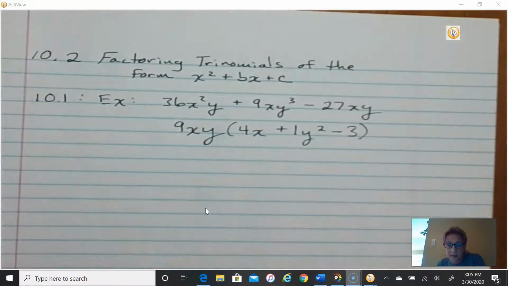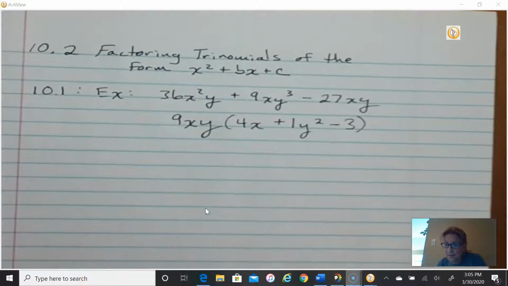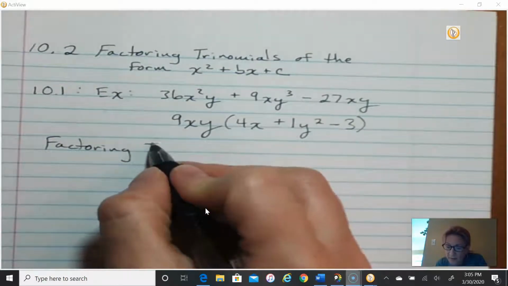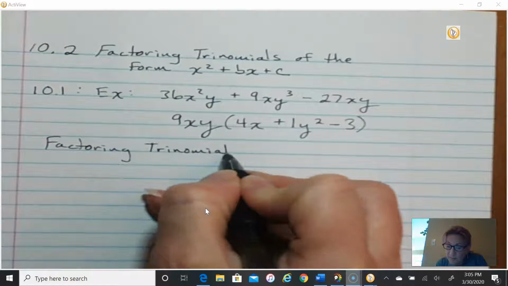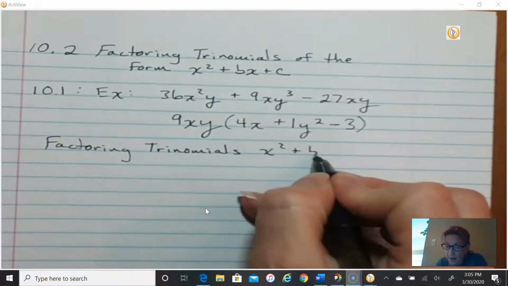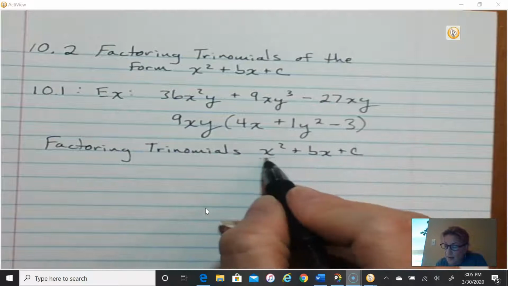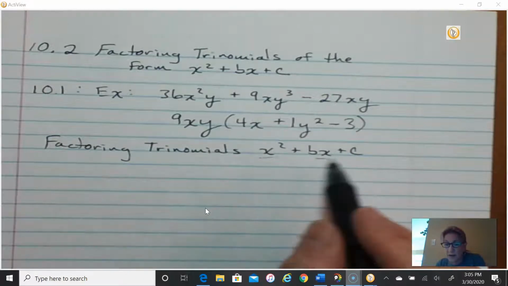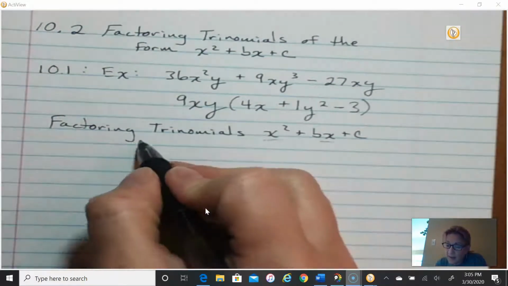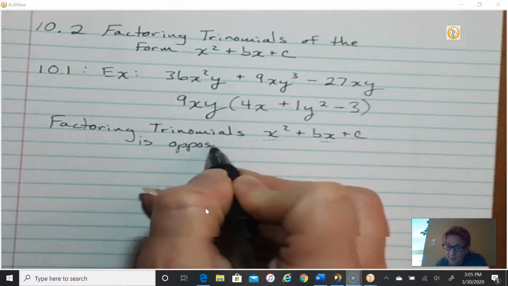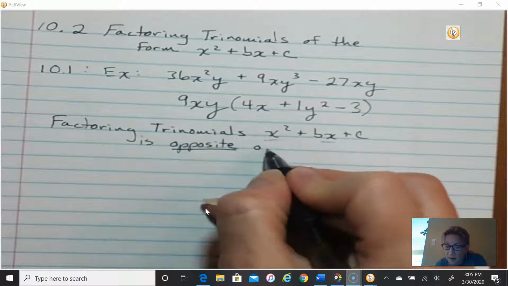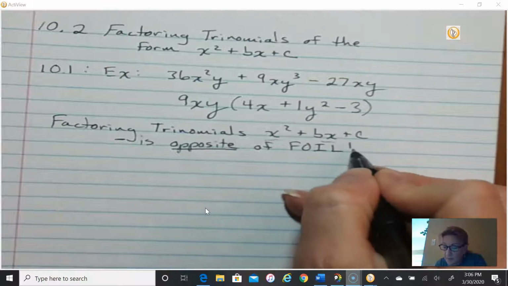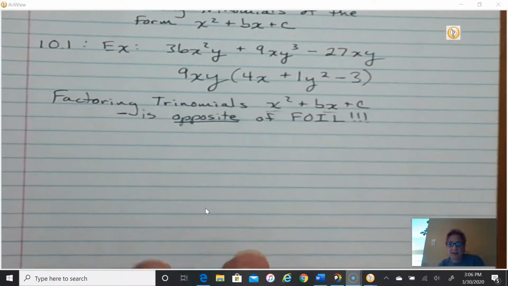Alright, so that was yesterday. Today's going to be a little bit different. You are factoring, I'm rewriting the title there, trinomials, x, in this format. Notice this format has to always be used. So everything you do you need to make sure it's in this format. That is opposite of FOIL. Y'all remember FOIL? What we're doing is the opposite of it.